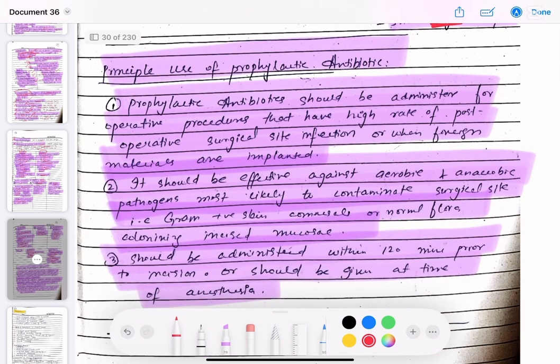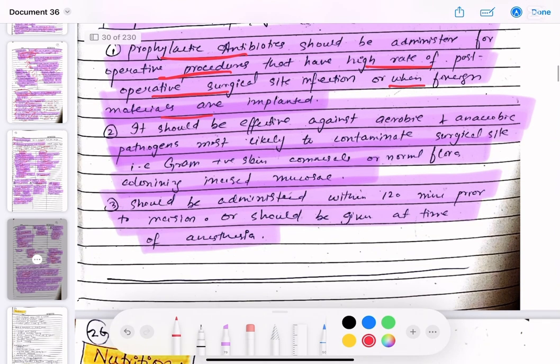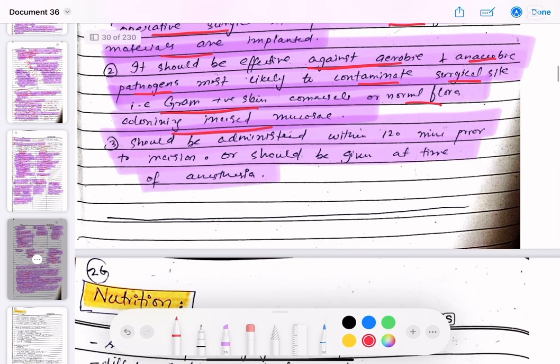Now the principle of use of prophylactic antibiotics. Prophylactic antibiotics should be administered for operative procedures that have a high rate of post-operative surgical site infection or when foreign materials are implanted. They should be effective against aerobic and anaerobic pathogens most likely to contaminate the surgical site, that is gram-positive skin or normal flora colonizing incised mucosa. They should be administered within 120 minutes prior to incision or given at the time of anesthesia.